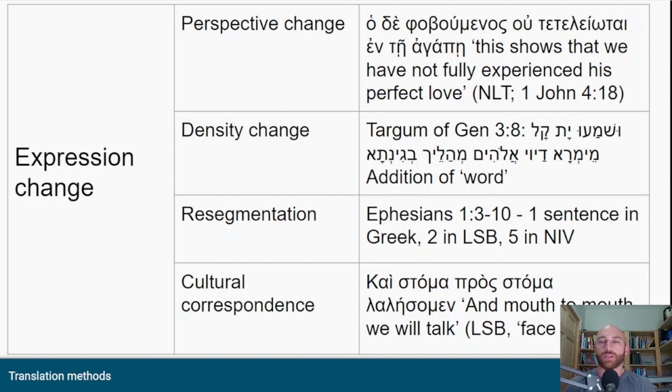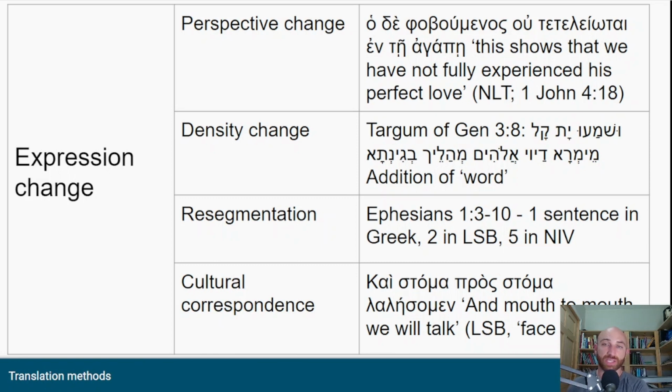Something like that. So in the NLT, and again, it's not important how we translate or what our particular understanding is of this verse, but the NLT says, "This shows that we have not fully experienced his perfect love." So the perspective change is, in the Greek, it's clear that we're talking about a generic person, the one who fears has not been perfected, right? Which the NLT translates as fully experienced, often translated as perfected, I would say manifested. But there is no "we." The NLT has a "we." This shows that we have not fully experienced his perfect love. So it changes this generic person to "we." That's just a perspective change.